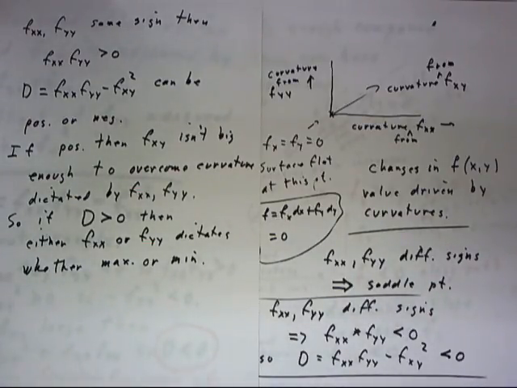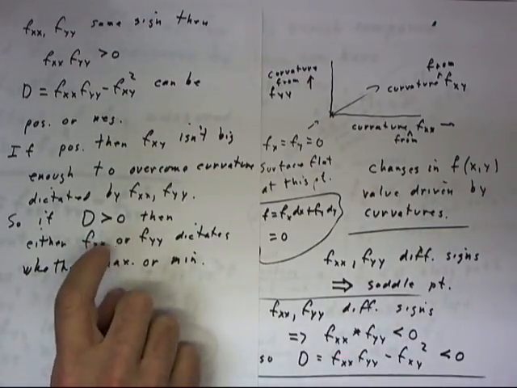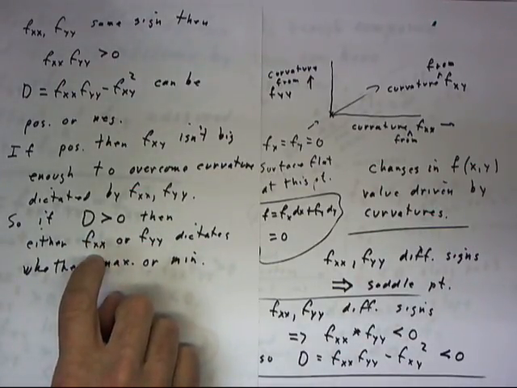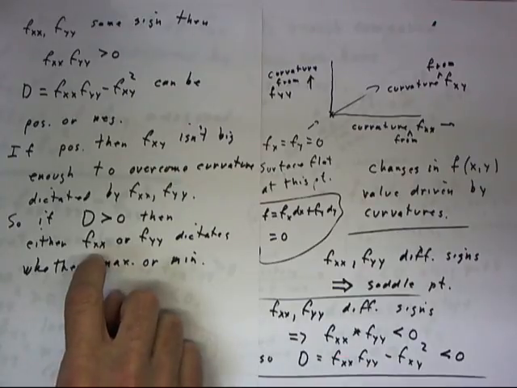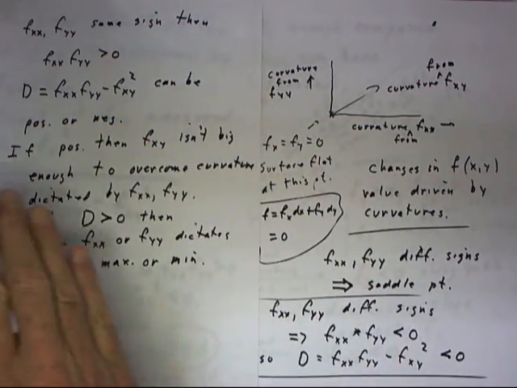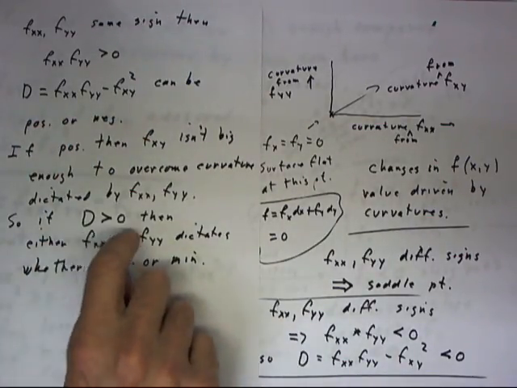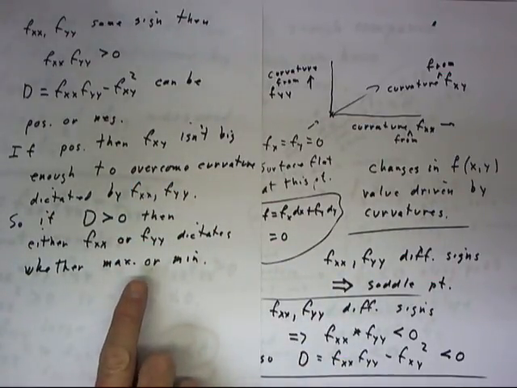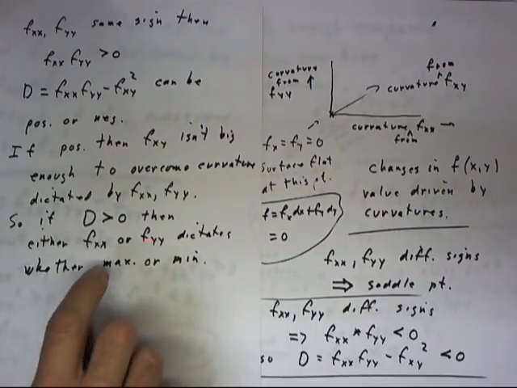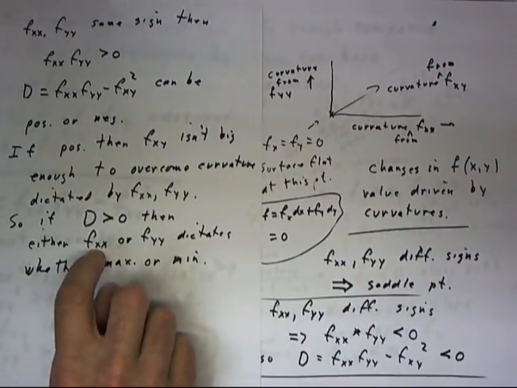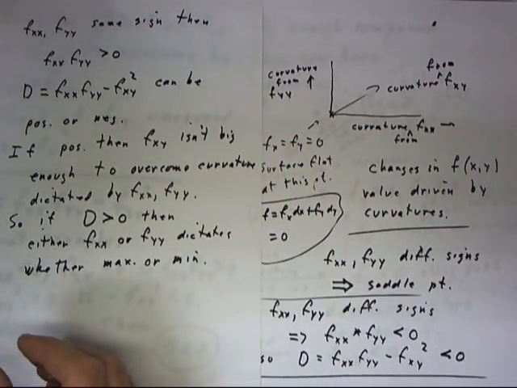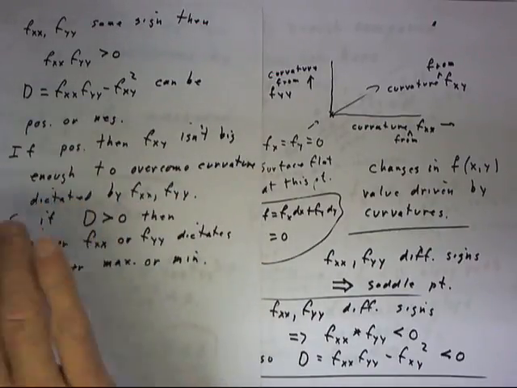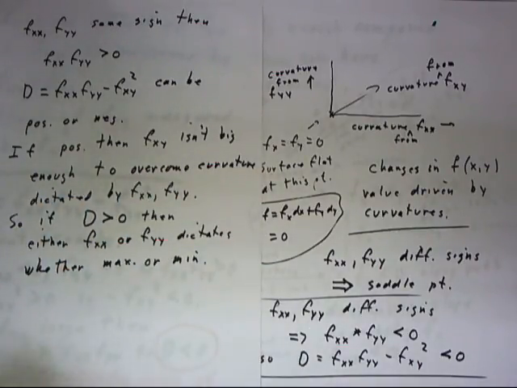Your textbook says, basically, most textbooks will say, well, if d is greater than 0 and fxx is positive, that means you have a minimum point, because that means you're going to have positive curvature and your critical point will be at the bottom of that curve. It'll be a minimum. And if fxx is negative, then you're going to have a downward curvature and your critical point will be at a maximum.